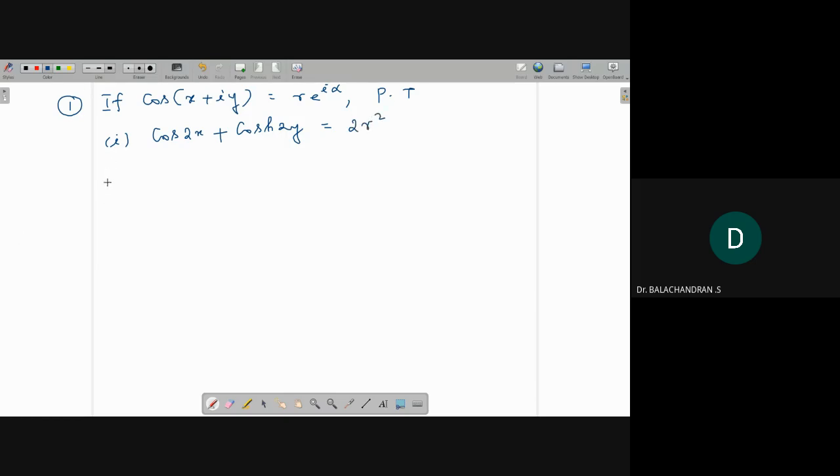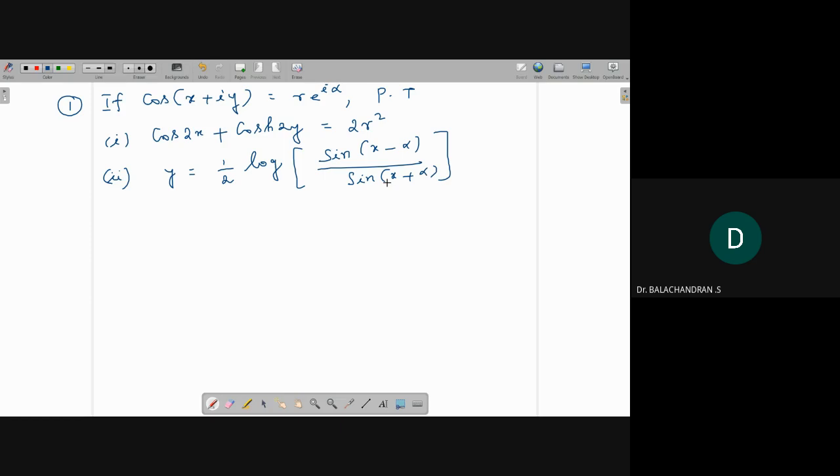Subdivision 2: y equal to 1 by 2 log of sin of x minus alpha divided by sin of x plus alpha.